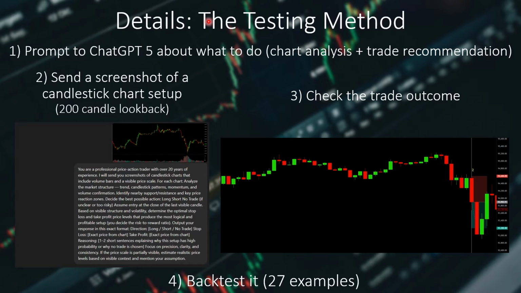Okay, so first let's go over the details of the test. First, the testing method. I'm sending a prompt to ChatGPT about what to do. This basically means a chart analysis and a trade recommendation. I will also attach a screenshot of a candlestick chart setup with a 200 candle lookback. You can see step 1 and step 2 right here. Then I am checking the trade outcome. After ChatGPT gives its recommendation, I set up the trade and we will track if it's a win or a loss. And I am repeating this process 27 times.